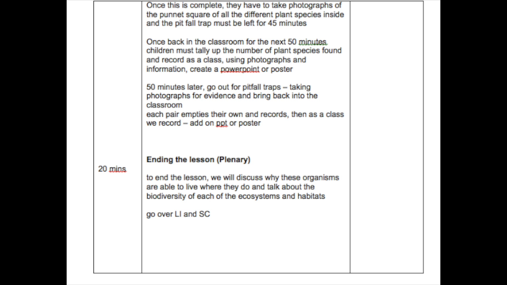The next part would be for the children to go and set their pitfall traps, come back to the class and go over their Punnett squares, which they've put out at the same time, but the Punnett squares is for the plants, and they can look at the difference in habitats and biodiversity for the plants.